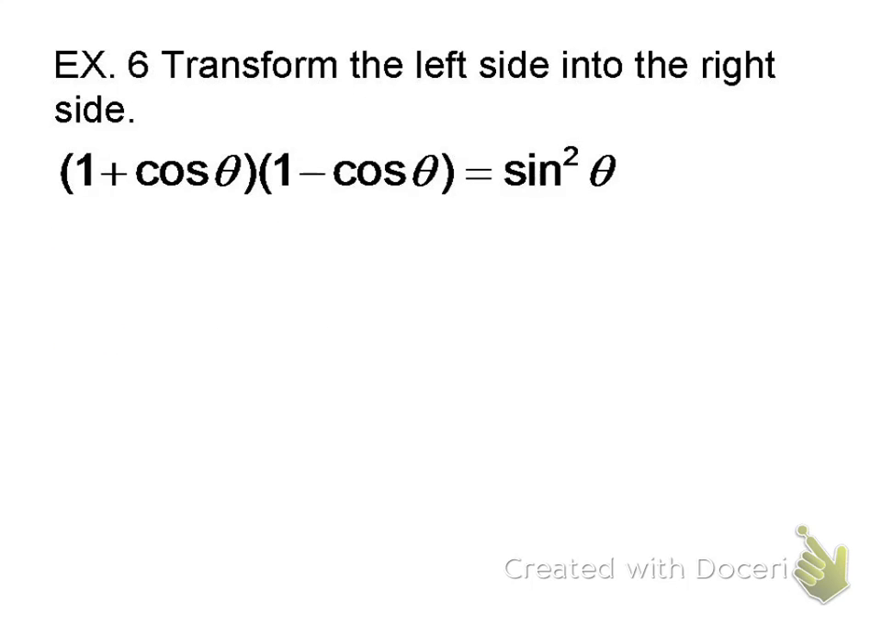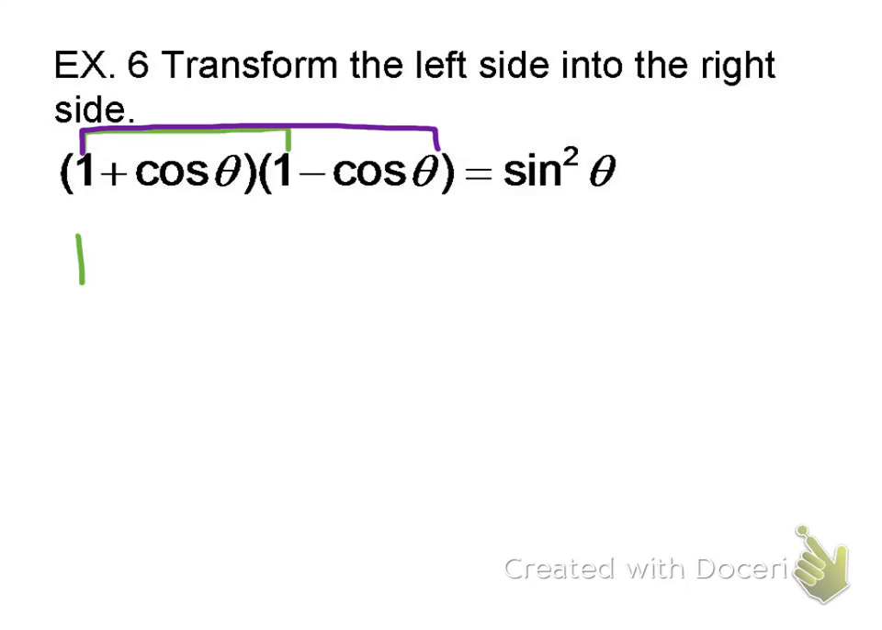Okay, same thing on number 6. We're just going to work it a little bit differently. On the left-hand side, we've got 1 plus cosine theta times 1 minus cosine theta. So we're going to go ahead and multiply these two binomials out using FOIL. So I'm going to do first times first. 1 times 1 will equal 1.